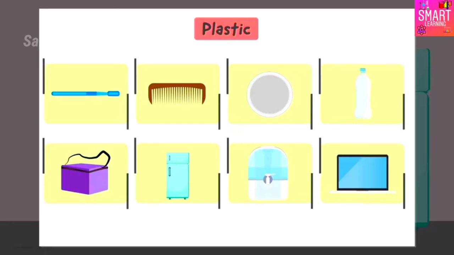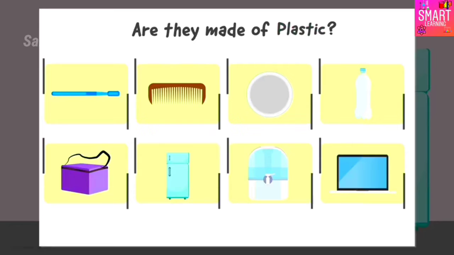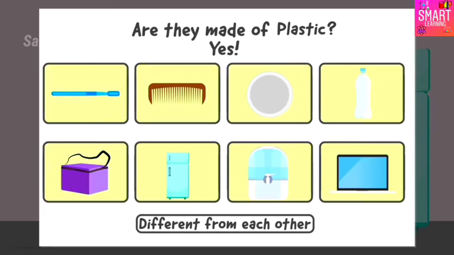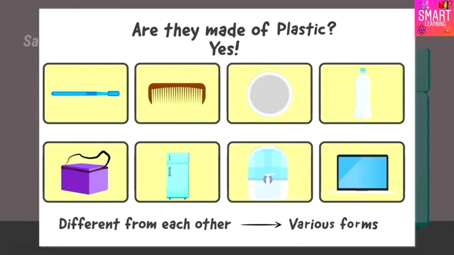So, are all these articles made up of plastic? Yes, but they are quite different from each other. So, how is that possible? Well, it is possible because plastic itself comes in various forms. What do you mean by this?